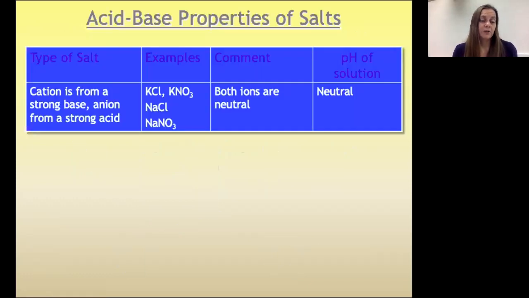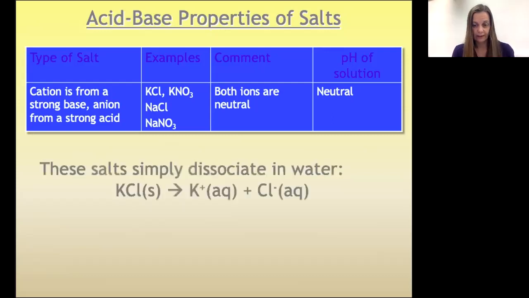So let's first talk about the type of salt that is going to be a neutral salt. If our cation came from a strong base, so potassium, sodium, lithium, magnesium, calcium, any of those would be strong bases when we put them with hydroxide. And our anion comes from a strong acid, so that would be things like the chloride ion, the nitrate ion, the perchlorate ion, the chlorate ion. Both ions are going to be neutral, and therefore our solution of that salt is going to be neutral, because these salts just dissociate in water, and that's the end of the story.